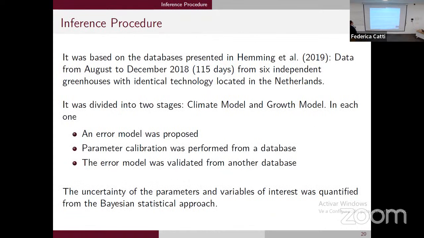The inference procedure was based on the database presented in Kibin. These are data from August to December 2018, that is 150 days, from six independent greenhouses with identical technology located in the Netherlands. These data were generated in the development of a contest in which each of the groups participating has to control remotely a greenhouse, seeking to optimize production and make good use of natural resources.